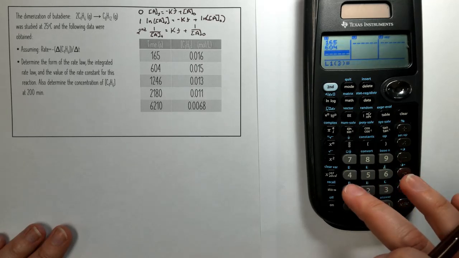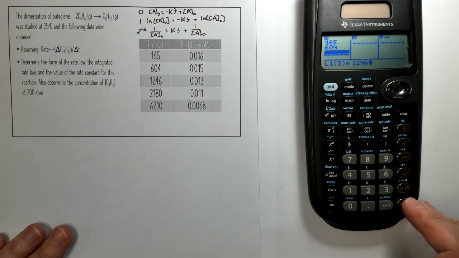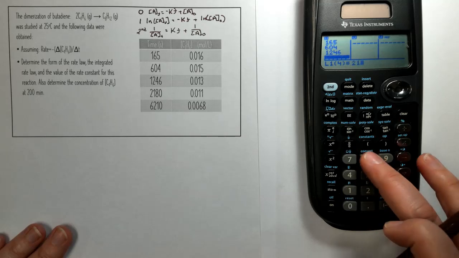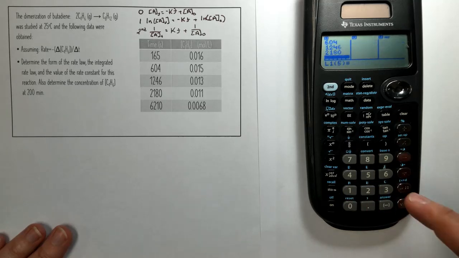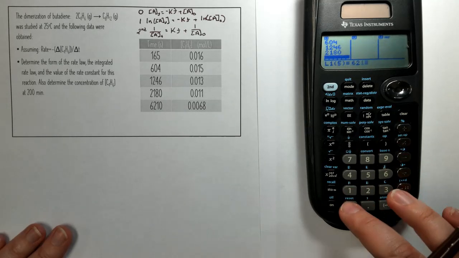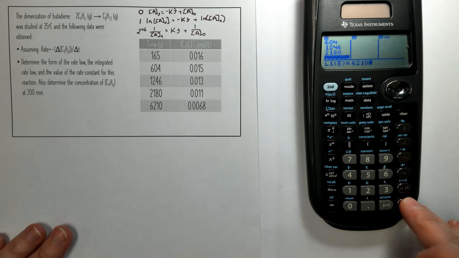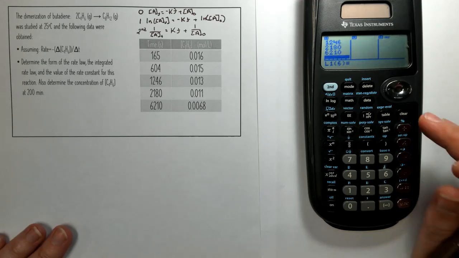604, 1246, 2180, and 6210. All right, those are our x values, our times.